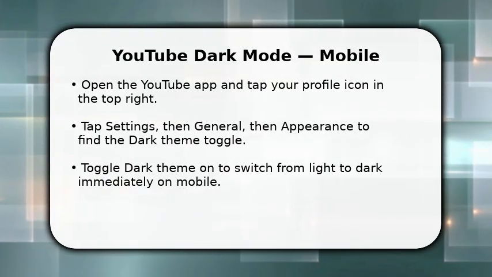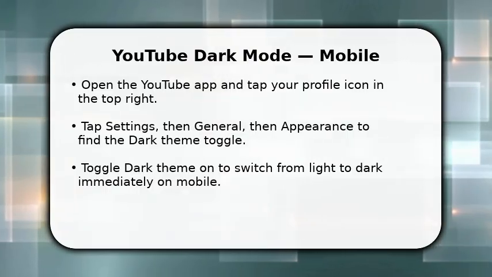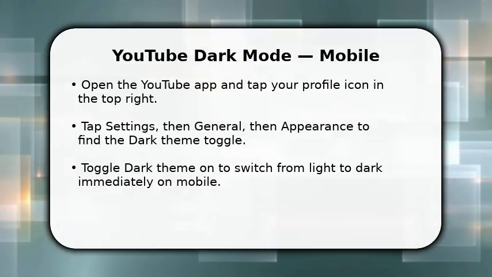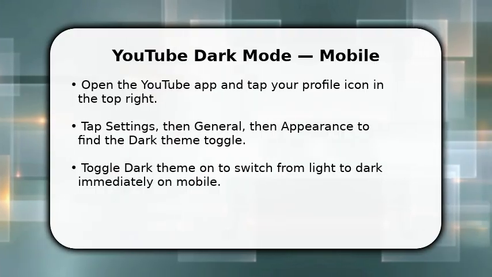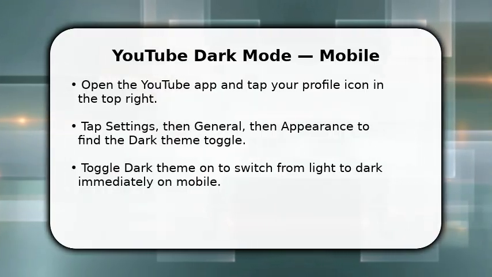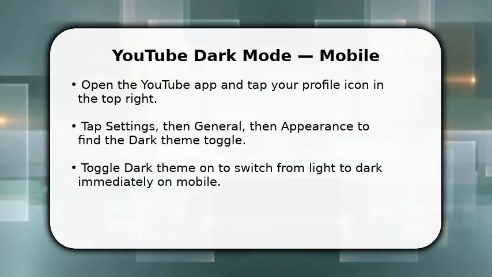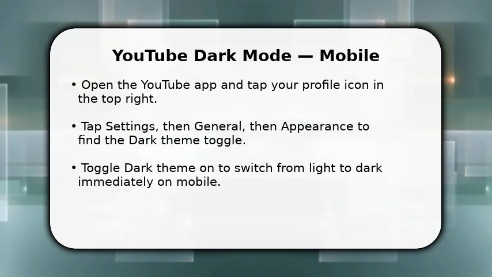Toggle Dark Theme on to switch from light to dark immediately on mobile. The change applies to the app interface, video pages, and menus without restarting the app. You can revert by selecting light or use device theme anytime.